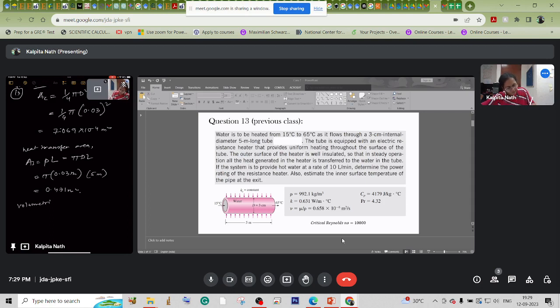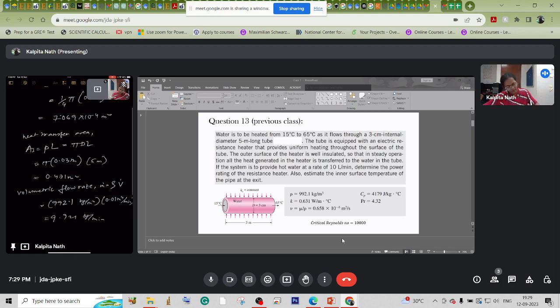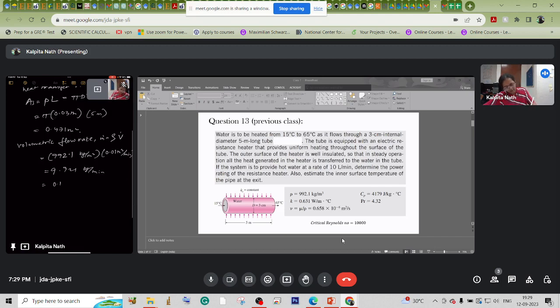Now the volumetric flow rate. So m dot is equal to rho v dot, that is 992.1, that is the density in kg per meter cube, into the volumetric flow rate, which is already given, 0.01 meter cube per minute. So we'll convert it, this will be 9.921 kg per minute. We'll convert it to second, 0.1654 kg per second.